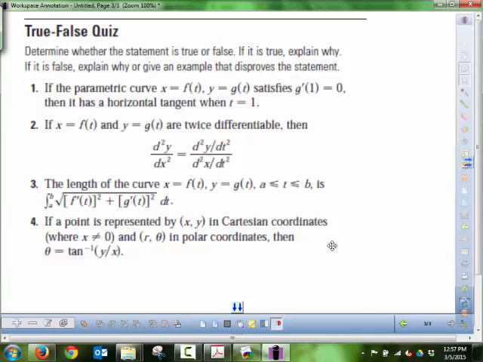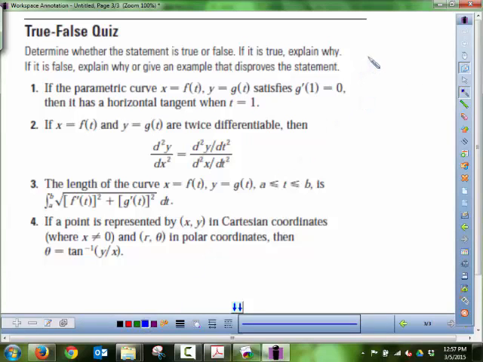The parametric curve x equals f of t and y equals g of t satisfies g prime of 1 is equal to 0. Then it has a horizontal tangent at t is equal to 1. Is that true or false? True. Oh, just kidding. It could be, oh, no, it could not. All right. For those people that say it's true, why do you think it's true?